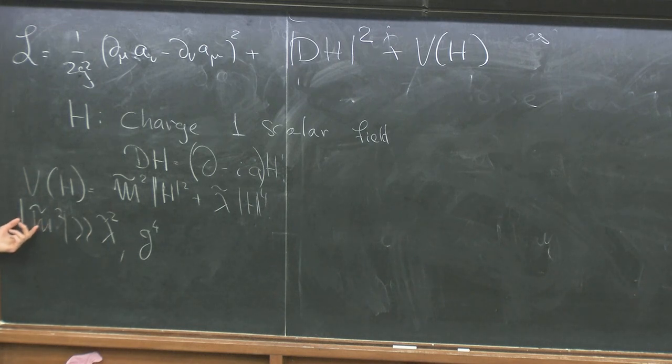Okay, so what happens when m twiddle squared is huge and, let's start from positive. m twiddle squared is huge and positive. So somebody from this section, nobody participated, no? No, here, okay. I'll compromise.